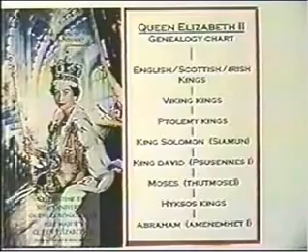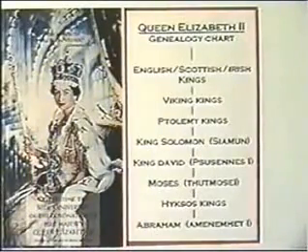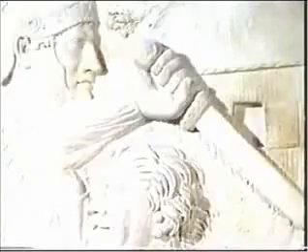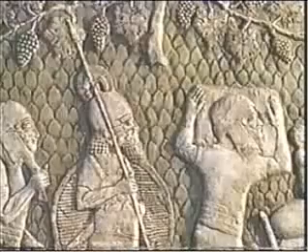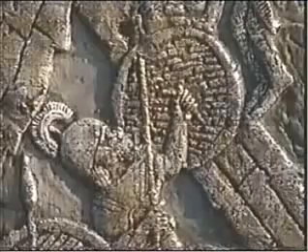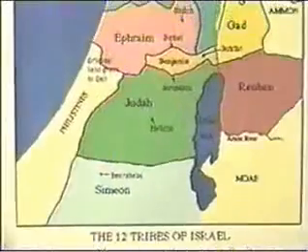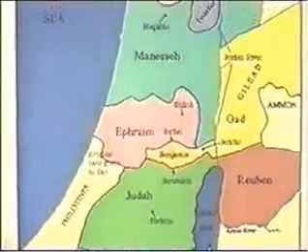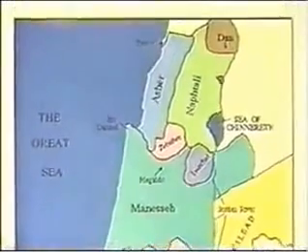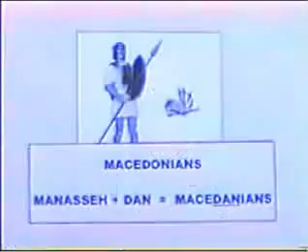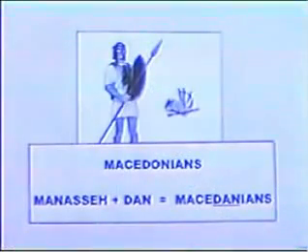How on earth did the Hebrew throne of ancient Egypt and Canaan end up in Great Britain under Queen Elizabeth II? Historically, a series of powerful invaders, the Philistines, Assyrians, Babylonians, and Persians, conquered the land of Canaan, which the Hebrews called Israel. The Hebrew tribes of Manasseh and Dan joined forces and became the Macedonians.